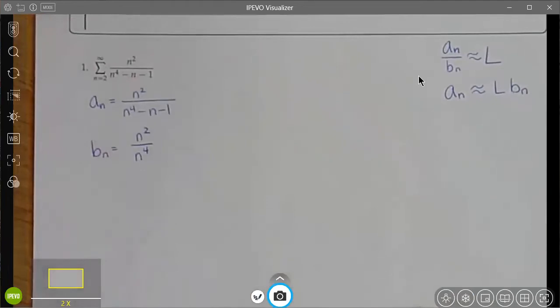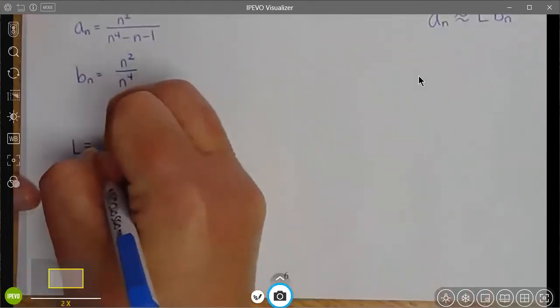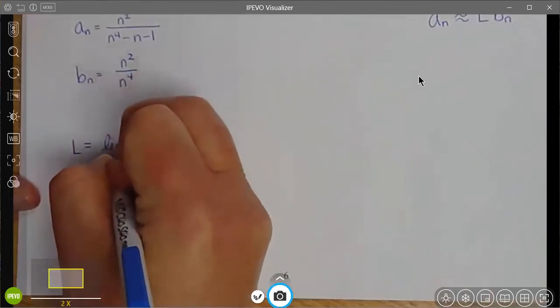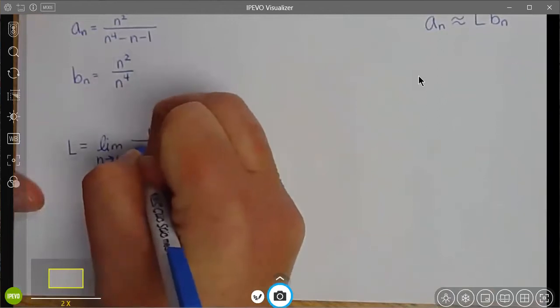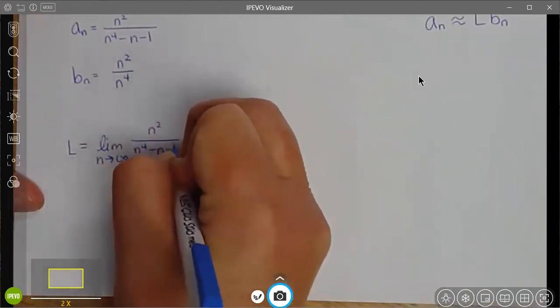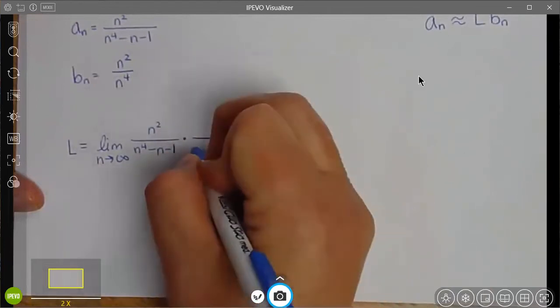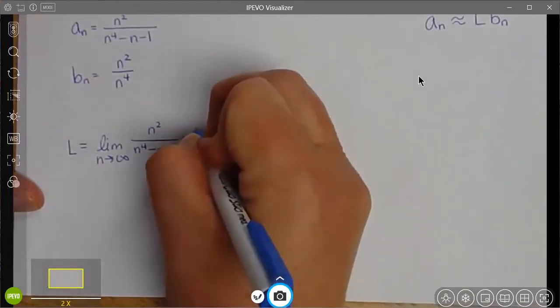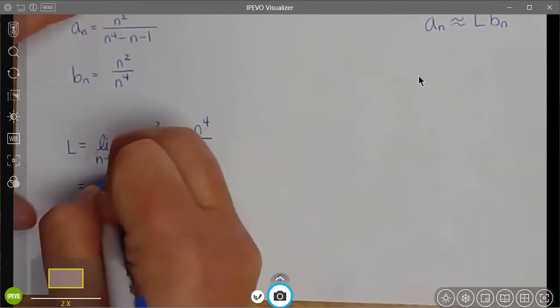All right, so I have an a sub n and a b sub n, so I'm ready to find my limit. So L will be equal to the limit as n goes to infinity of n squared over n to the 4th minus n minus 1 times, I have another fraction here, so I'll put the n squared in the denominator, the n to the 4th in the numerator. And let's simplify this limit down a little bit.